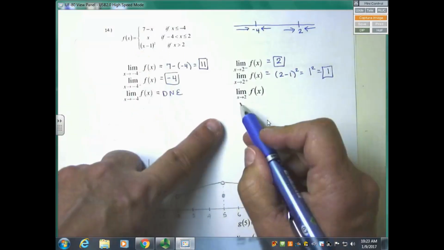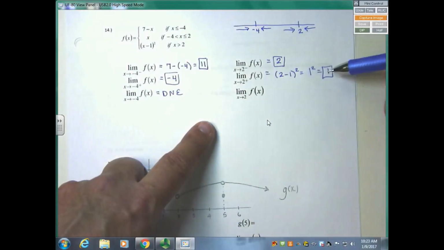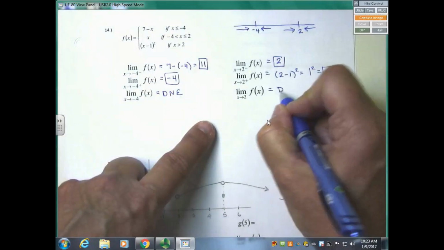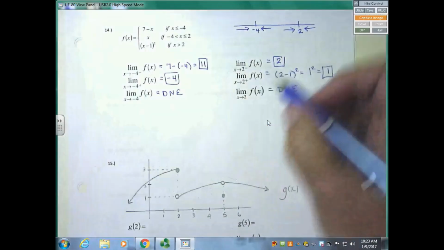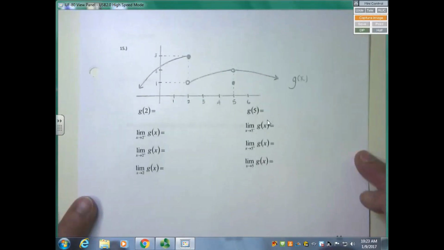So again, the limit as x approaches 2 cannot exist if these two are not the same. Okay? So you always have to check left and right before you can answer that final question. Unless, again, you can just plug it in. All right, let's try a few more.